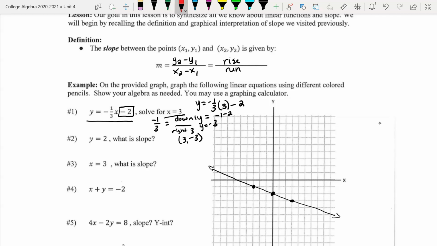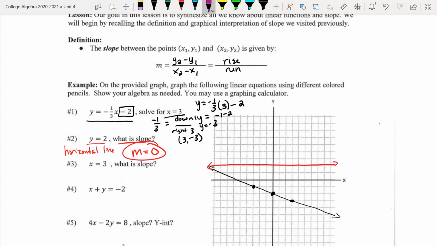All right. Next one is a special kind of line. y equals 2. That's a horizontal line. And you need to know the difference on these. So y equals 2 is a horizontal line. So I'm going to go up 2 on the y-axis and then draw a horizontal line there. Slope of a horizontal line is always 0.